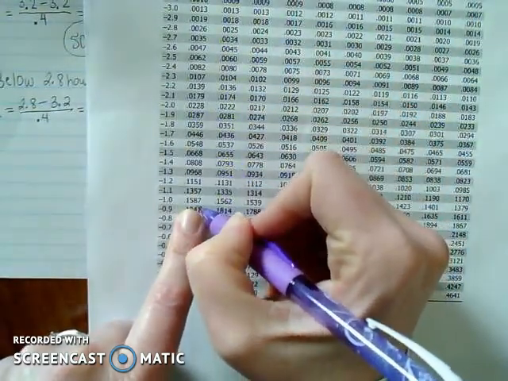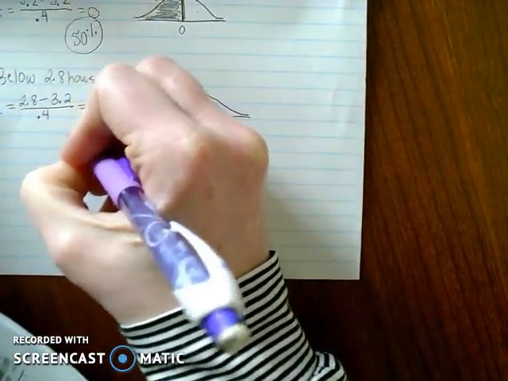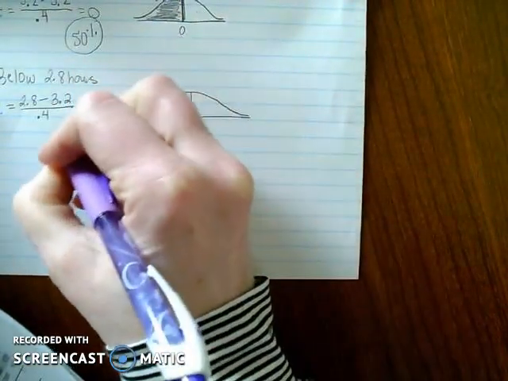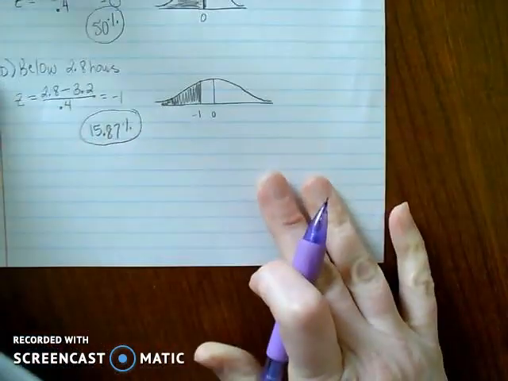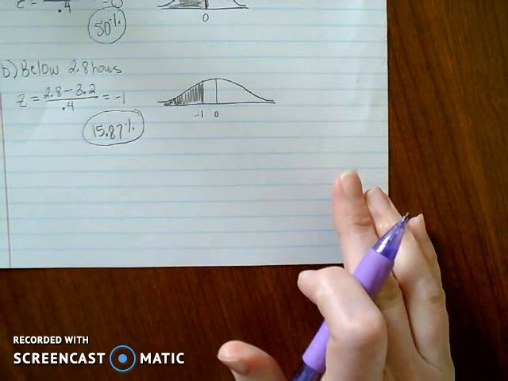So 0.1587 means 15.87% is your answer. 15.87% of the rides last less than, or below, 2.8 hours.